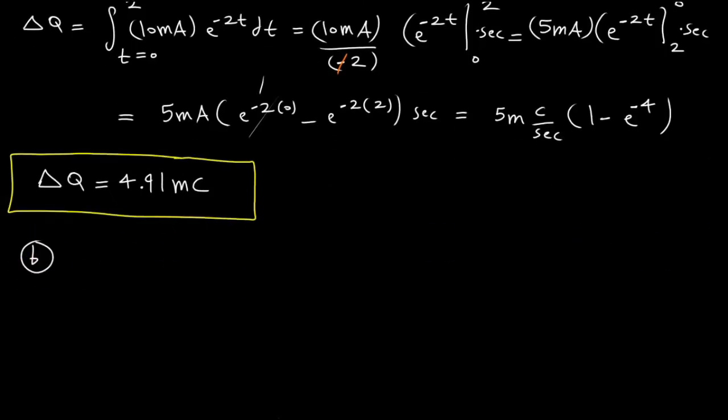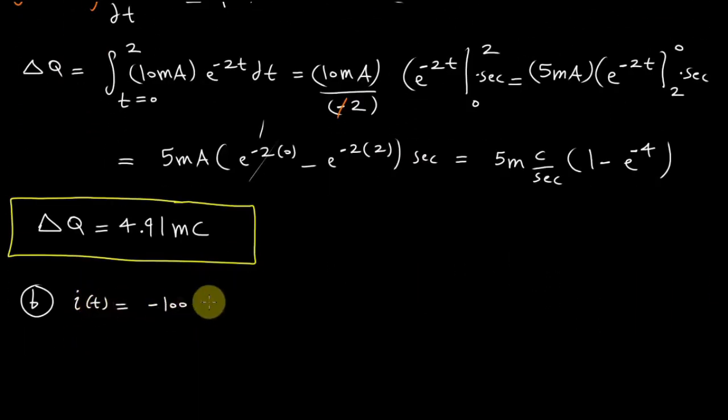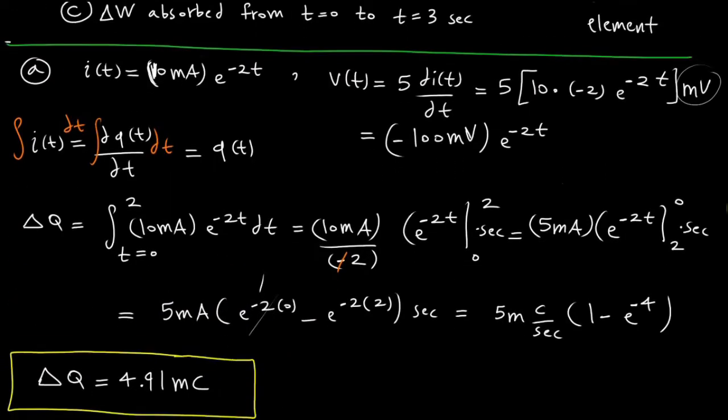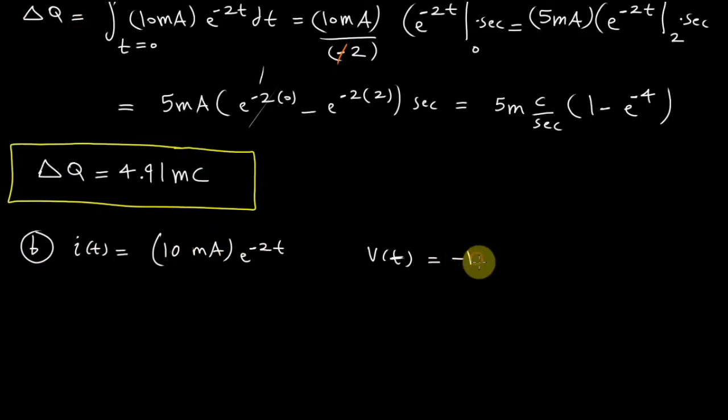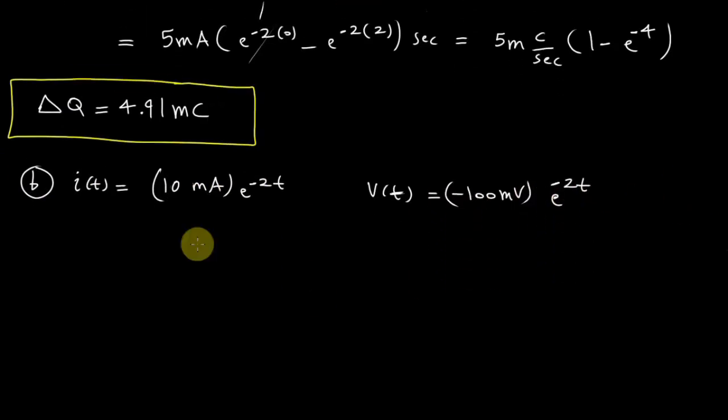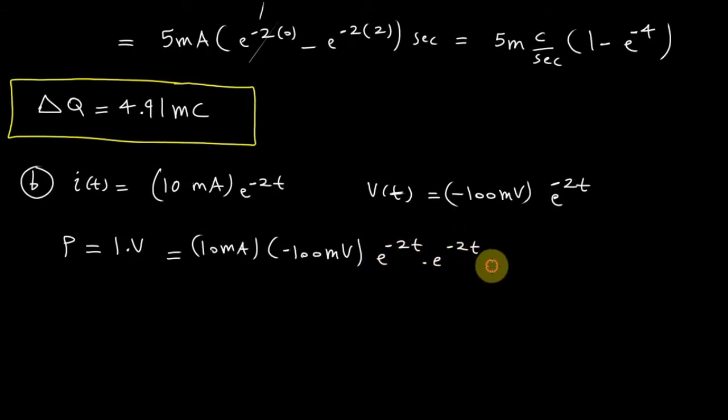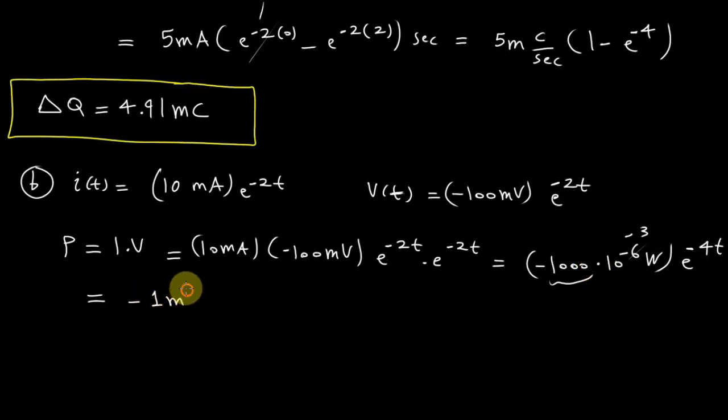Now for part B, we have to find the power absorbed. And what we need to do according to the generalized power law is to multiply the current and the voltage together and find the power at all times t. So at all t, we're going to have I times V, which is 10 milliamps times negative 100 millivolts, e to the minus 2t times e to the minus 2t, which is negative 1000 times 10 to the minus 6 watts times e to the minus 4t. Now the 1000 is part of the 10 to the minus 6, specifically it will cancel out 10 to the minus 3, and you'll get negative 1 milliwatt times e to the minus 4t.